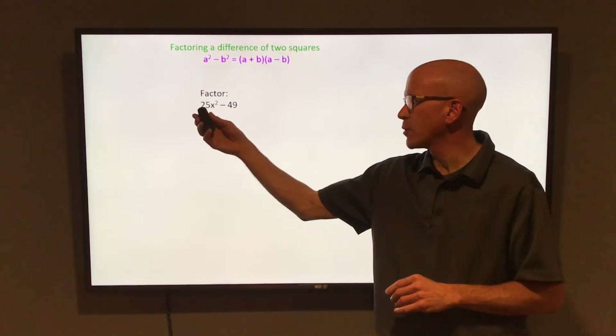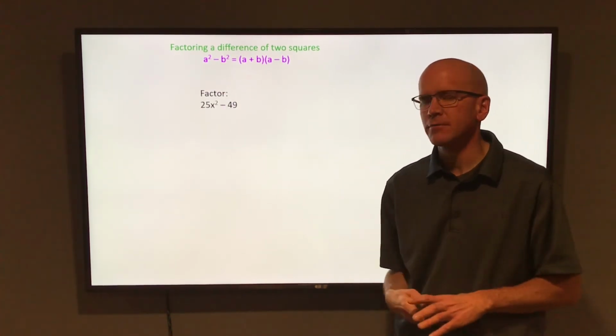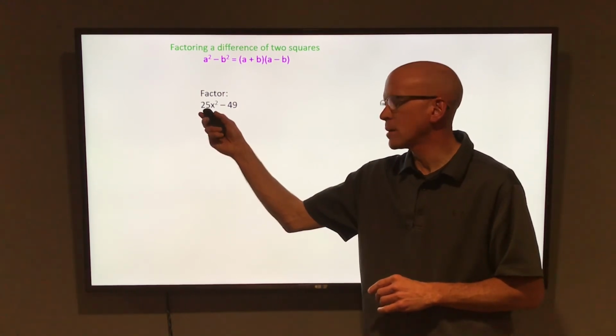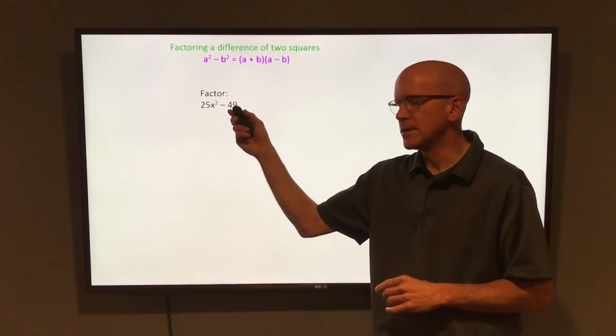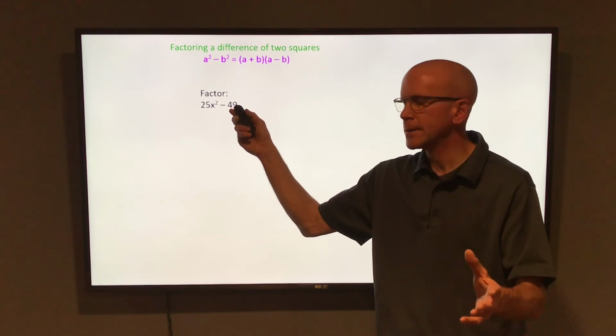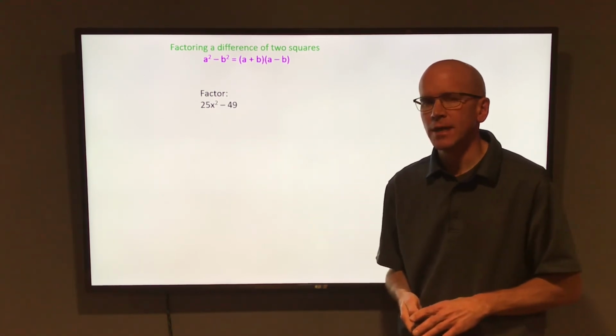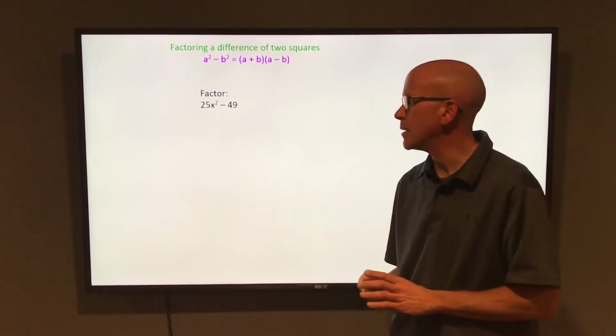25x squared minus 49, that is a difference of two squares. 25x squared is a perfect square. 49 is a perfect square. It has a perfect square root. And you have a minus sign between them, so that is a difference of two squares.